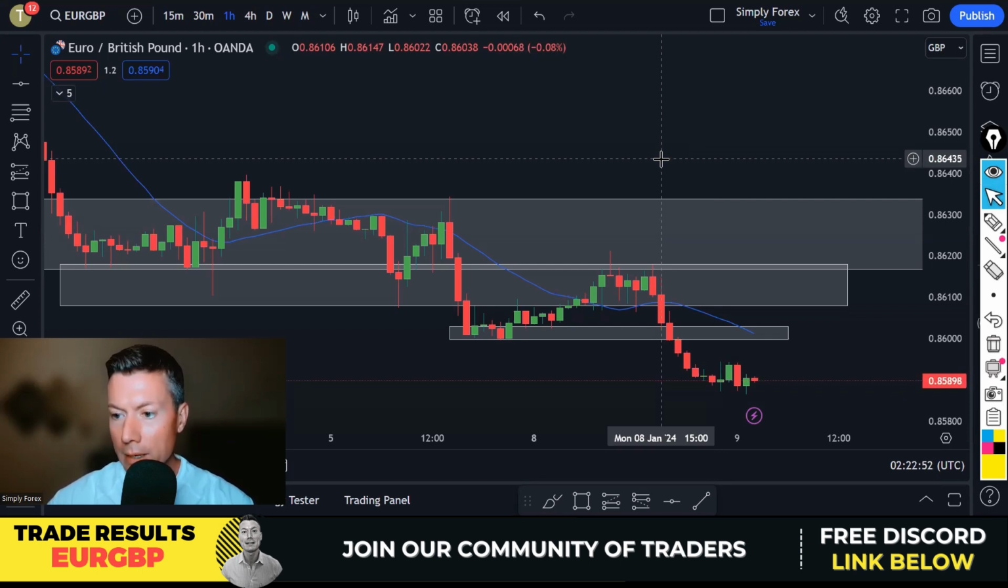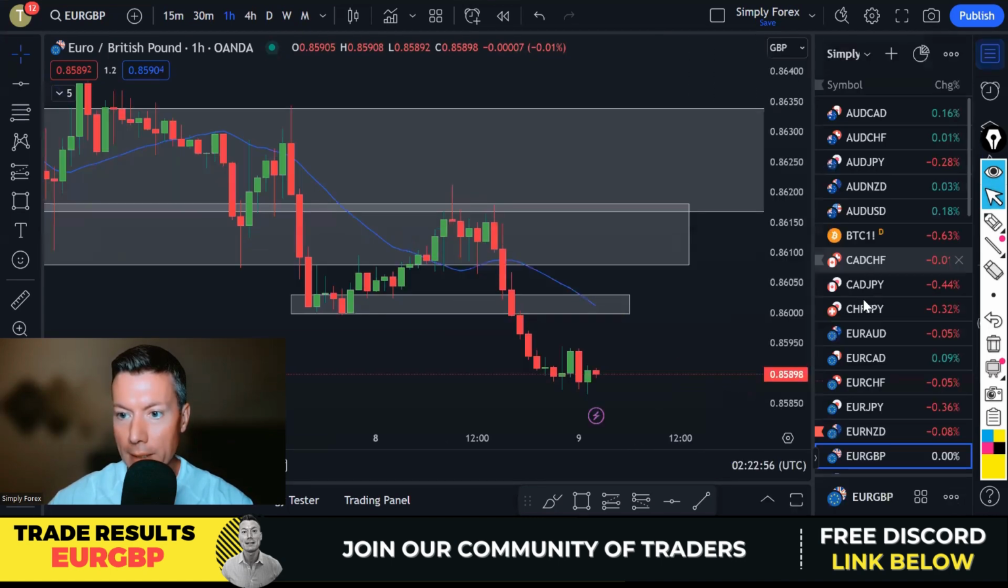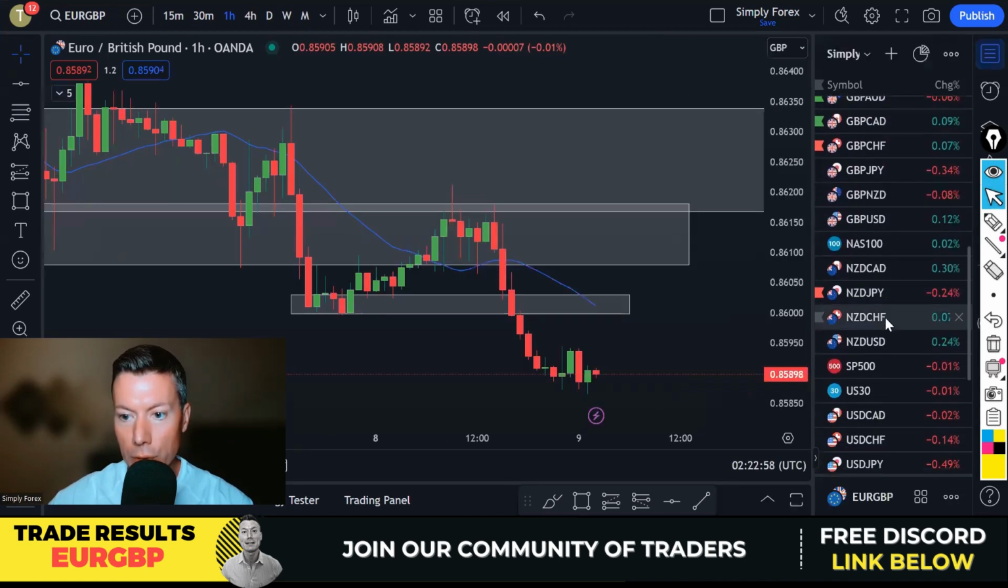We was also looking at other trades. So we was also looking at some US dollar pairs, and in particular New Zealand dollar, US dollar.